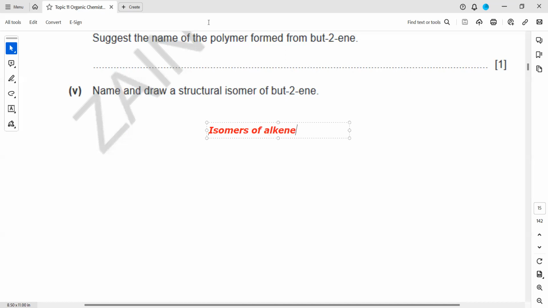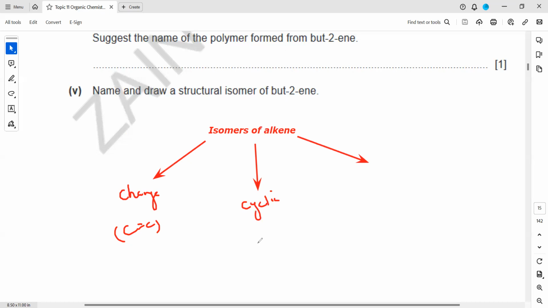You can change the position of the double bond. Three ways are there. Either change the position of the carbon-carbon double bond, you can draw a cyclic alkane, or you make a branched one. So these are the three ways by which you can draw the isomer.